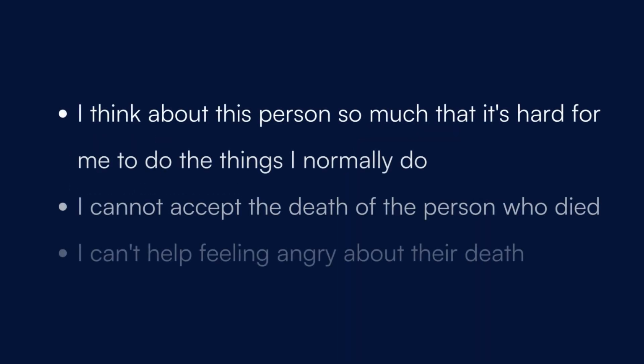to complicated grief. Examples of the items in the scale are: I think about this person so much that it's hard for me to do things I normally do. I cannot accept the death of the person who died. I can't help feeling angry about their death.